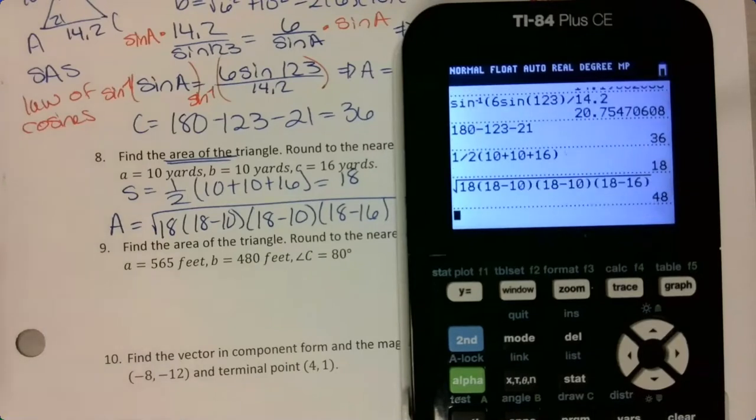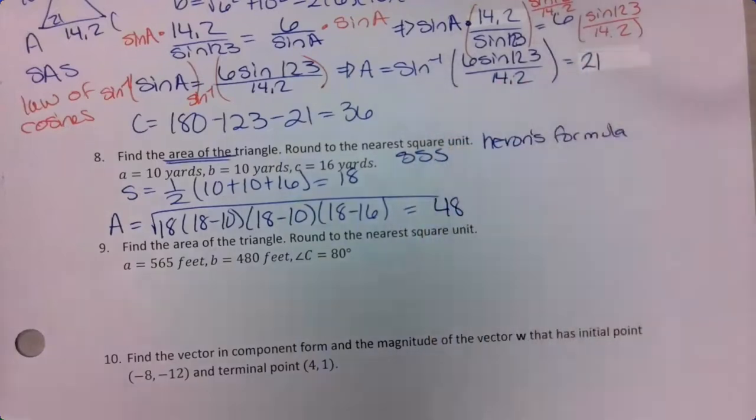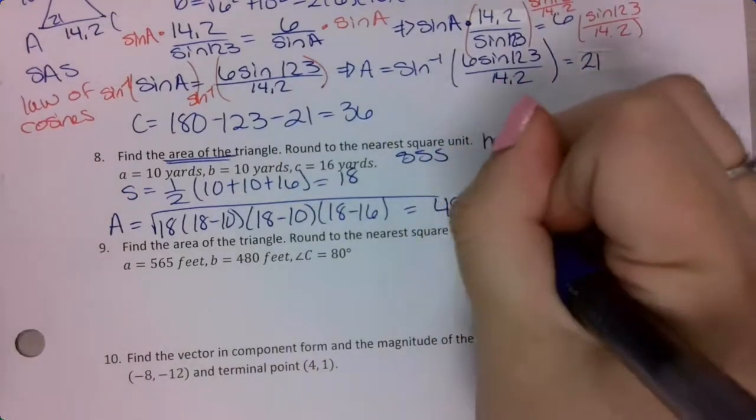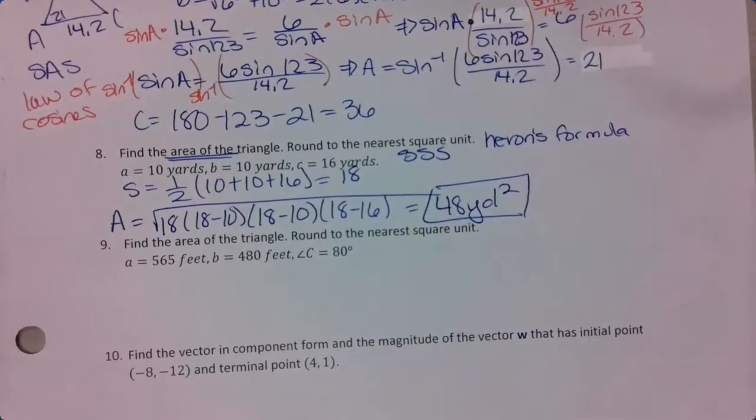Which gives me 48. It wants me to round to the nearest square unit, which is a whole number, so 48 yards squared, because I'm dealing with area.